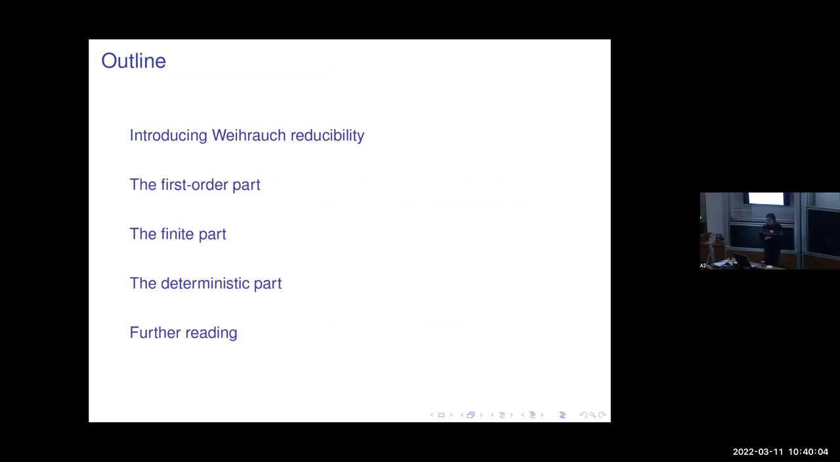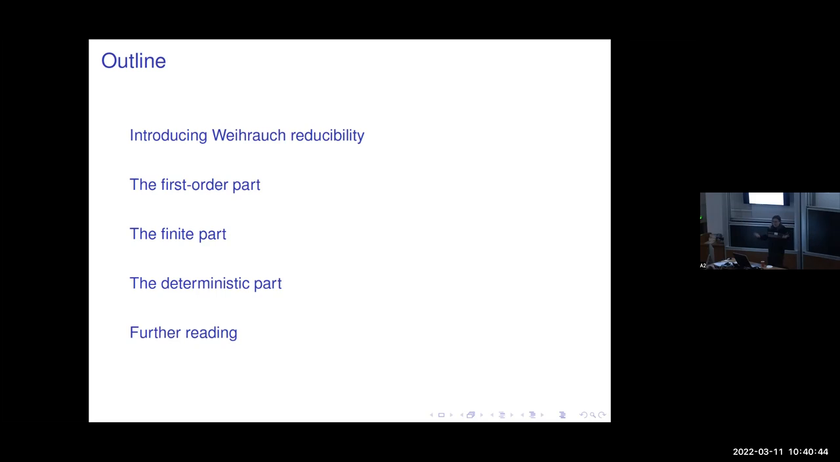Okay, so I plan to give a brief definition of what we're talking about, then say what the first-order part is, and give a few examples there. The first-order part, just to give the spoiler, is essentially about what kinds of things you can compute where the answers are just normal natural numbers, not entire Baire space elements, just one number. And the finite part is the same thing, except that you even have a bound on where those numbers might be coming from. So simple stuff is happening.